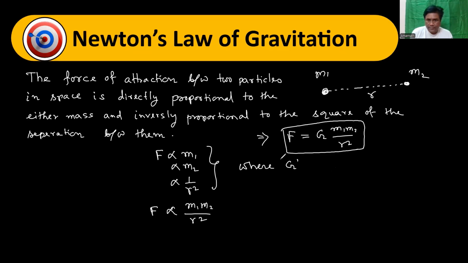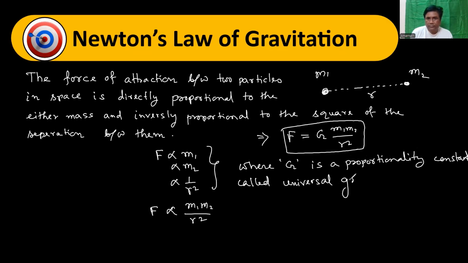Here this capital G is a proportionality constant called the universal gravitational constant. And remember, it has a fixed value also.